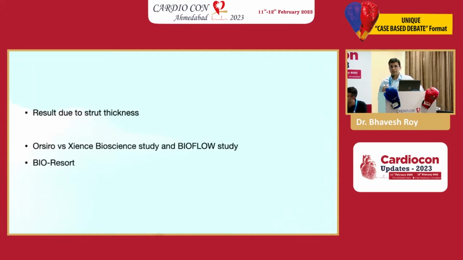So this result is due to what? Why did this result come? The result is because of the strut thickness. Orsiro versus Xience, BioFlow studies and BIORESORT. These are the polymer-free stents with the 60 micron strut thickness, and the cell design like Resolute is also developed in such a way that it is single wire coiled or laser fused devices, which will reduce the need for the polymer, and chances of restenosis, late lumen loss and stent thrombosis will be significantly less.